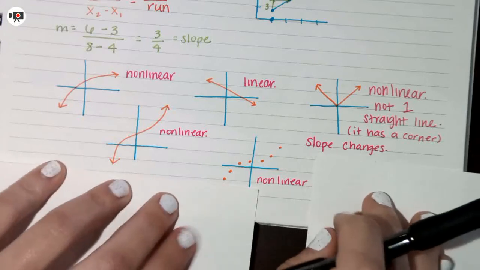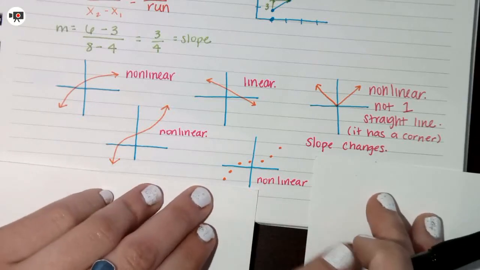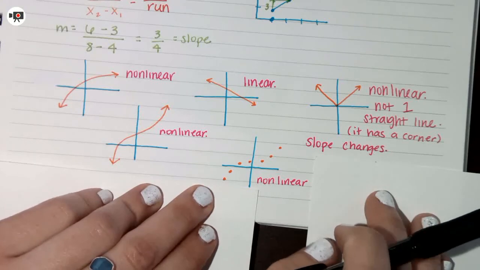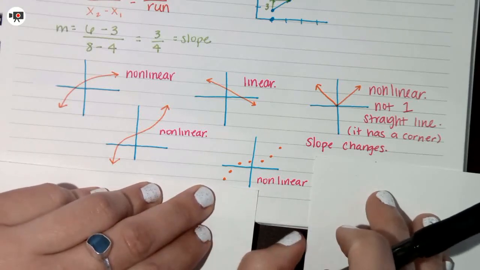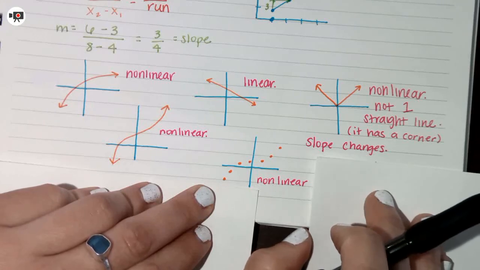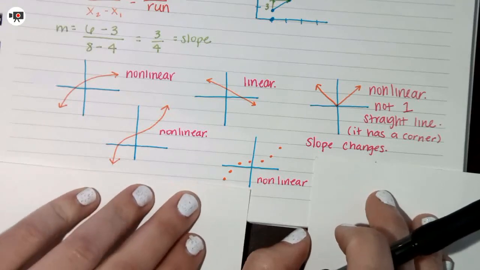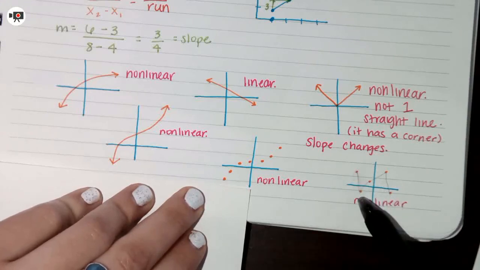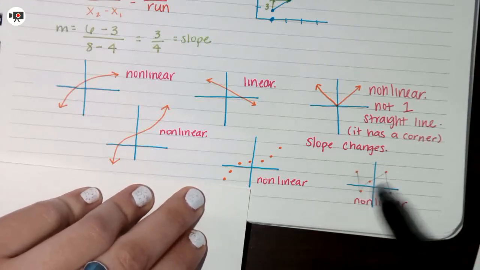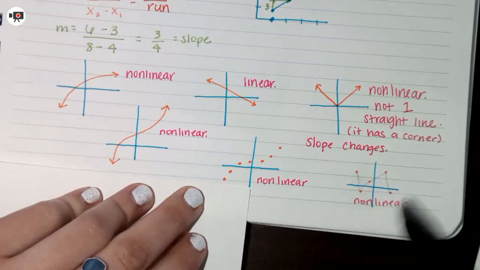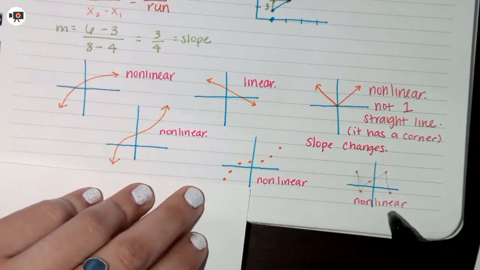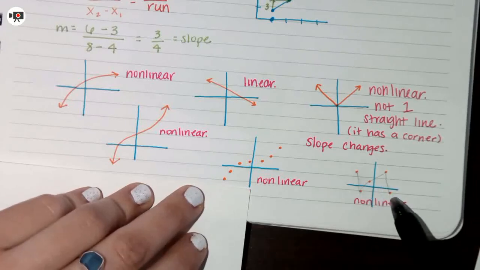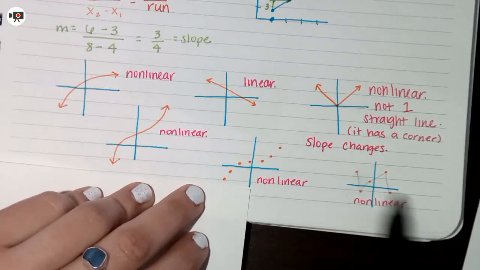Now, what if I have a bunch of dots? This one is still not linear because its slope is not the same. And finally, if I have just a bunch of random dots, up, down, up, down, if I were to connect them, I would get not a straight line. They might individually be straight lines, but all together, it is not one straight line. So it is non-linear.